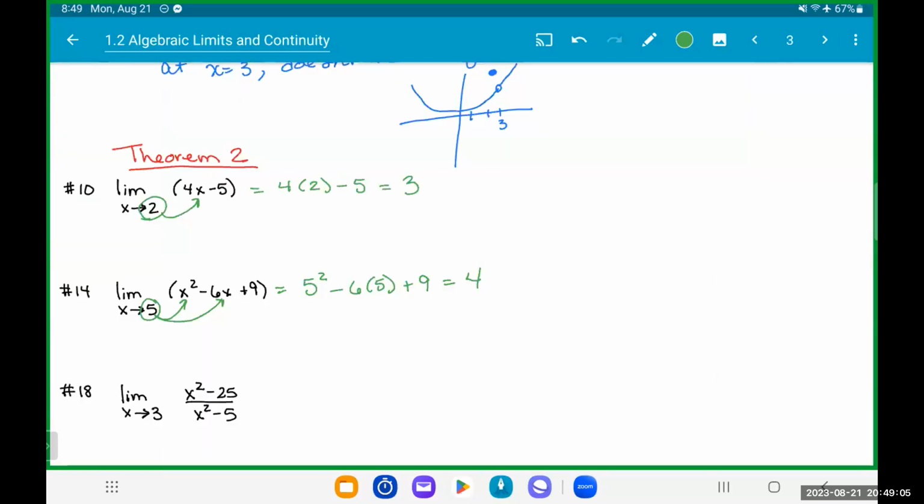Okay. So now we have one more problem here. We can plug the 3 into here and into here. So that's going to give me 3 squared minus 25 over 3 squared minus 5. And so this is negative 16 over 4, which reduces to negative 4. Okay, question.